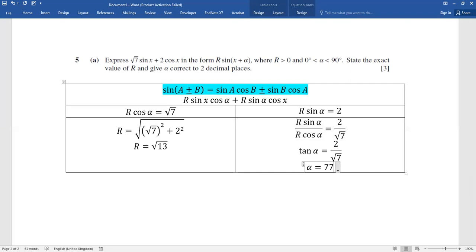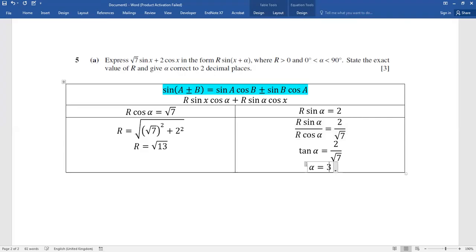37.1. The question says 2 decimal places. So, 37.09. Very good.